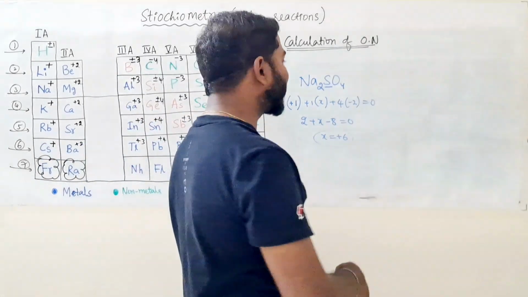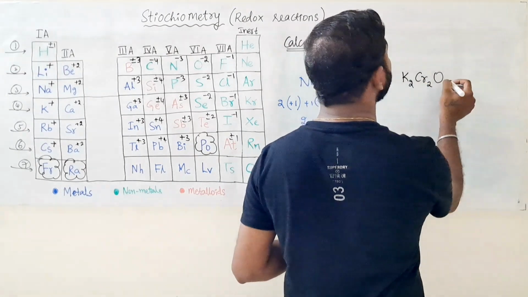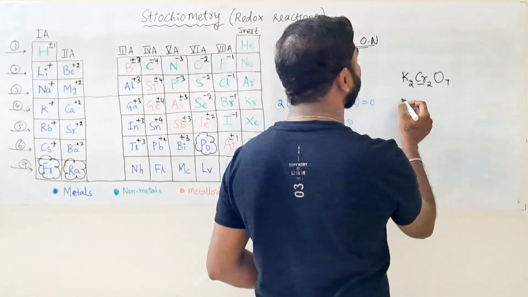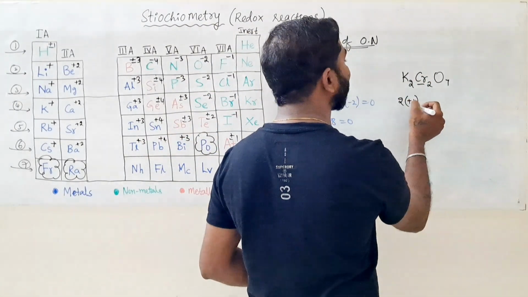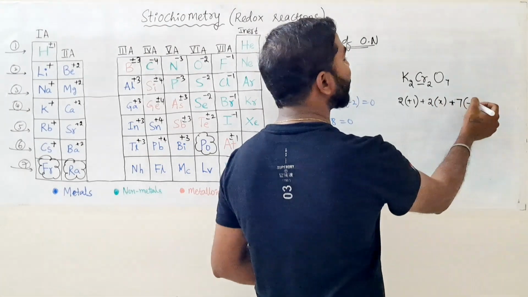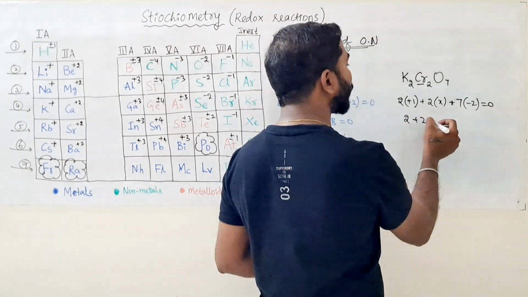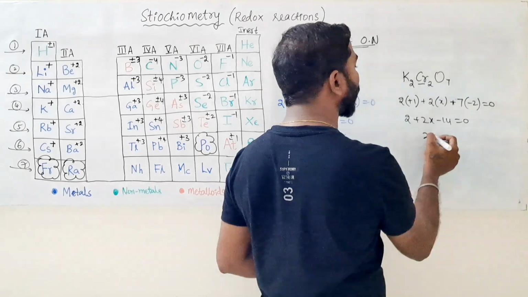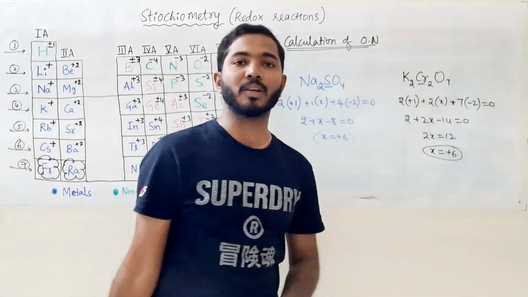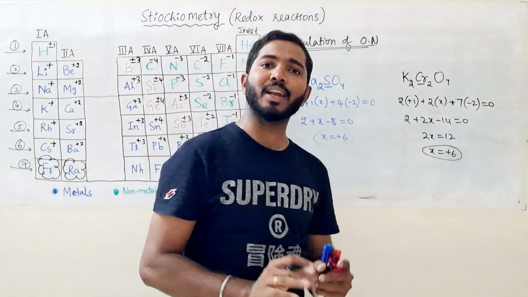Okay. And now next, let me take some other example. K2Cr2O7, potassium dichromate. We need to calculate the oxidation number of chromium. Potassium first A group +1. 2 chromiums are there, for each chromium X. And then 7 into for each oxygen -2. Now this is 2 plus 2x minus 14 equal to 0. 2x equal to 12. X is going to come out as +6. Hope you understood. This is how we are going to calculate the oxidation numbers.